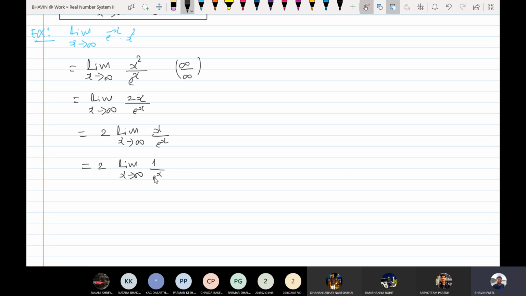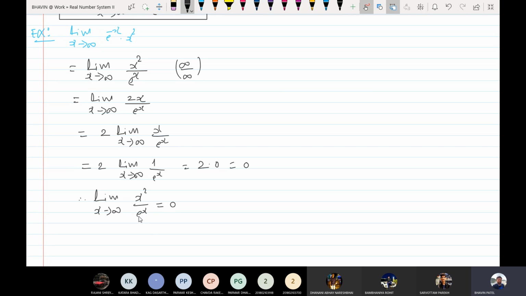E raised to x. Now x goes to infinity. 1 upon infinity is 0. So the answer is just 2 into 0, so 0. Therefore limit x tends to infinity, x square upon e raised to x is 0.